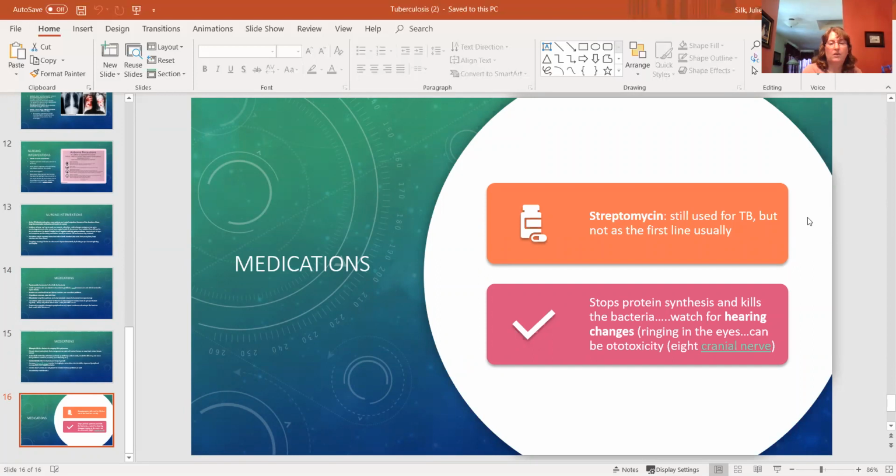What it does is it stops protein synthesis and it kills the bacteria. But you can have problems with your hearing. You can get ototoxicity from this, so you have to be super careful with this medication.